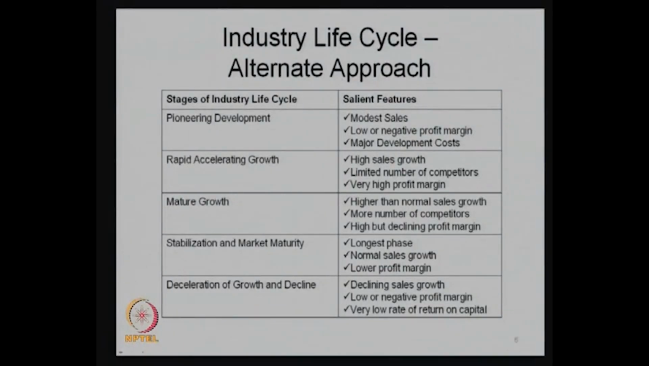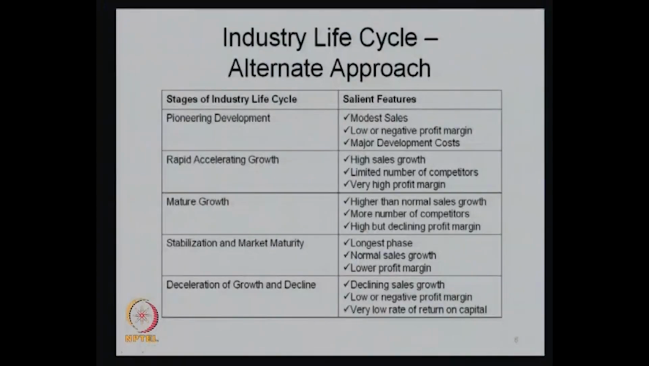Because the number of players is larger and price competition is very high at this phase. In this stage we also have sales growth higher than normal sales growth. When we say normal sales growth, we mean the overall economic growth, and higher than normal means the industry is growing at a higher rate than the economy. If the economy is growing at, let us say, 8 to 9% during a particular period, this industry may be growing at 10, 12, 15%. So there is still a lot of growth opportunity, and its growth is more than the economy's growth.